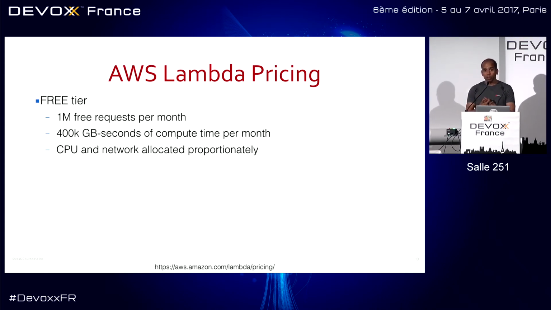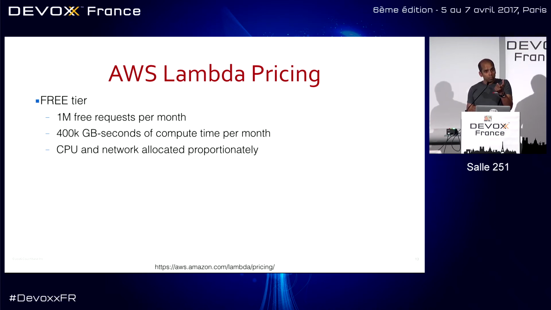AWS Lambda pricing, very cool actually. There's a free tier. Typically, during your development phase, you would generally not exceed 1 million requests. For the free tier, whether existing customer or a new customer, you get a free 1 million requests of your function execution. And the way compute time is measured is 400,000 GB-seconds of compute time.